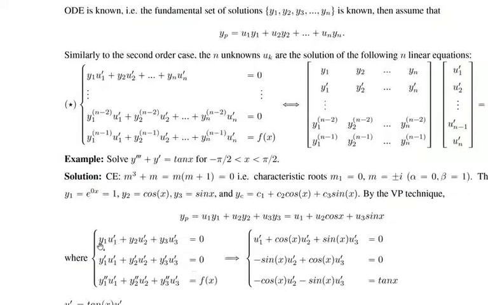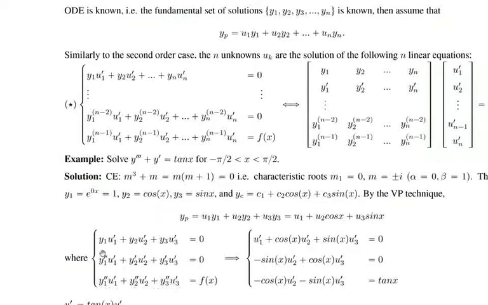So we start with the first equation having y1 u1 prime plus y2 u2 prime plus y3 u3 prime equal to 0. The second equation will differentiate y1, y2, y3, but we still set it equal to 0. And the last equation we have the second derivative of y1, y2 and y3.